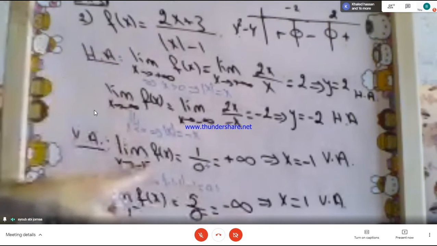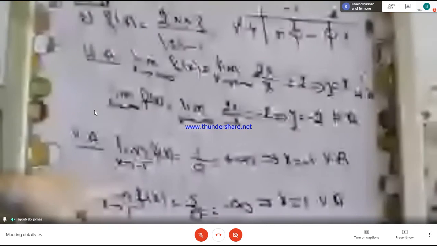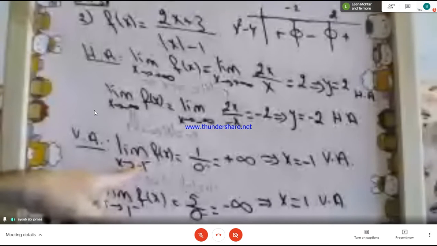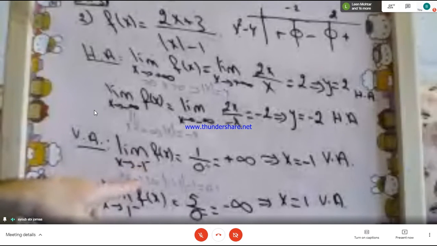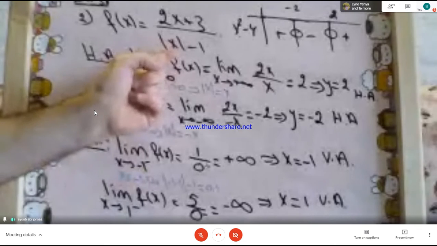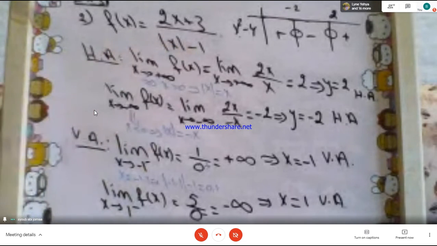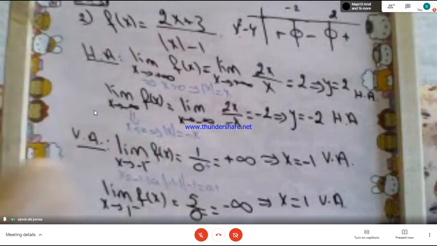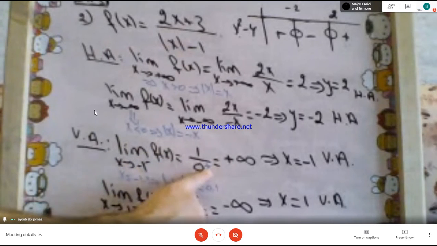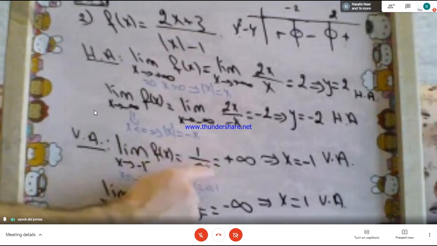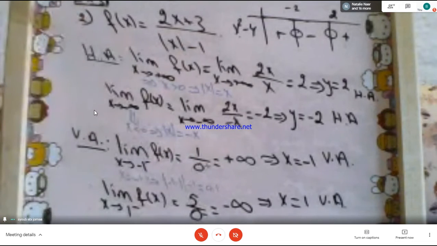Here, negative 1 minus. Take a number slightly less than negative 1, so negative 1.1. Replace x by negative 1.1. So the absolute value of negative 1.1 minus 1. The answer is positive 0.1. So here we wrote 0 plus. Positive divided by positive is positive.